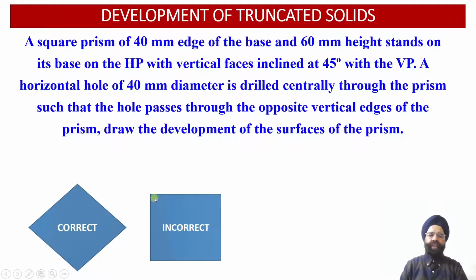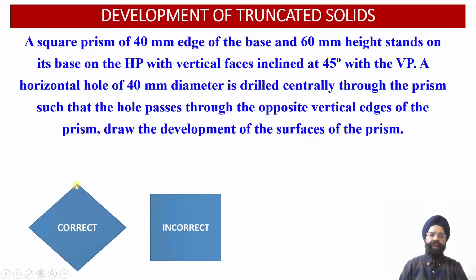planes. If we locate the square prism on the horizontal plane in this orientation, two of the vertical faces of the square prism will be parallel to the vertical plane, and two of the vertical faces will be perpendicular to the vertical plane. So we are not going to get all the vertical faces inclined at an angle of 45 degree with respect to the vertical plane. So this is the incorrect orientation of the square prism with respect to the two reference planes.